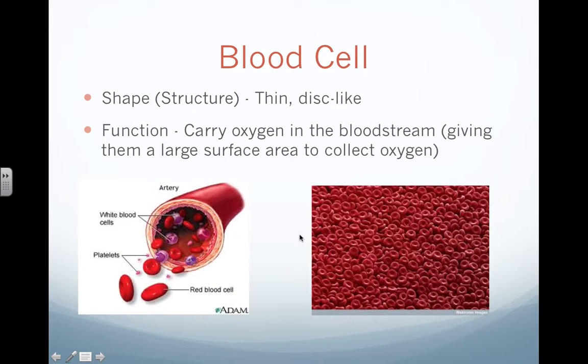The fourth is blood cells. These are thin disc-like structures in shape. Basically, their role is to carry oxygen in the bloodstream. They're shaped like this because they have a larger surface area to collect the oxygen. If you take a look, we have a red blood cell, we have platelets, so we're looking at different components of the blood, white blood cells, in the artery. If you were to look at your wrist, you might see some blue colored what we call veins. Now those carry blood, but it lacks oxygen.